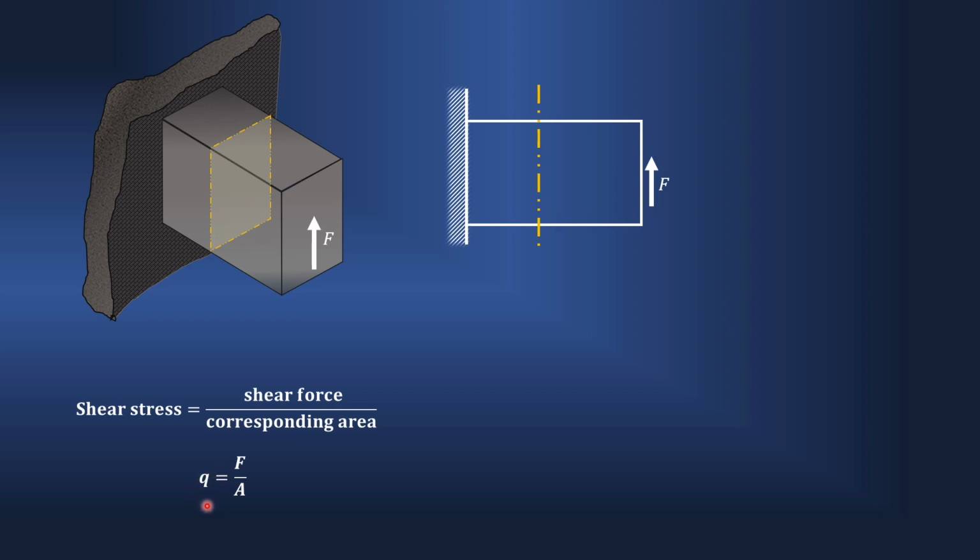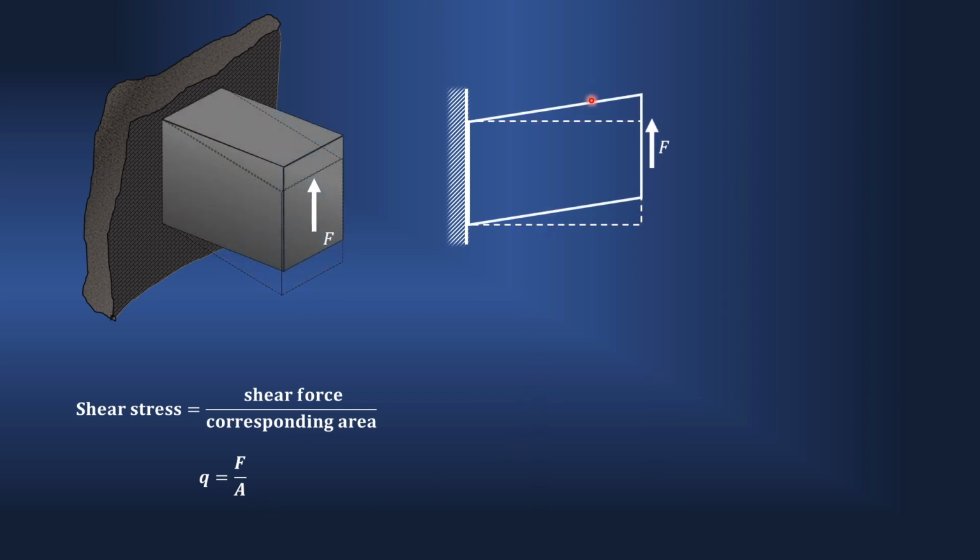Notation Q for shear stress. So shear stress is shear force divided by corresponding cross sectional area. Now watch carefully here. I have shown deformation. This dotted line represents the block before application of load. The block before application of the load F. But when force F is applied, of course, all materials are elastic up to certain limit. So under this force, we are trying to visualize the deformation.